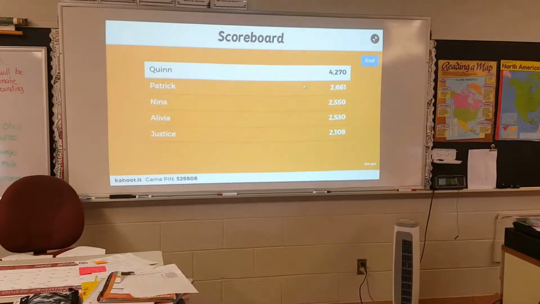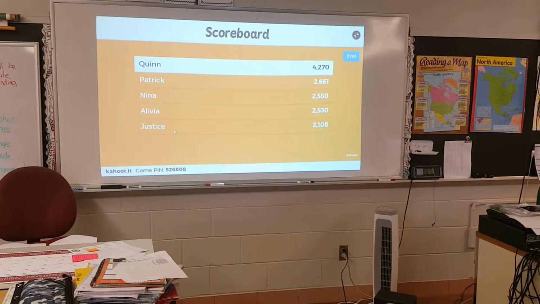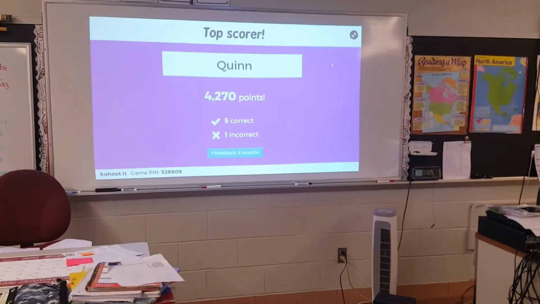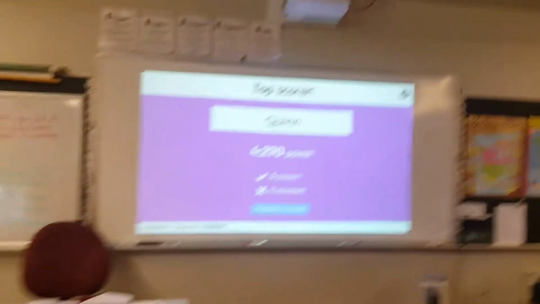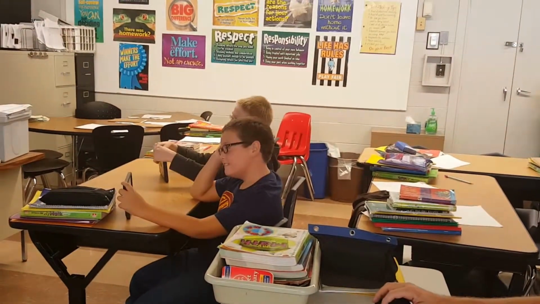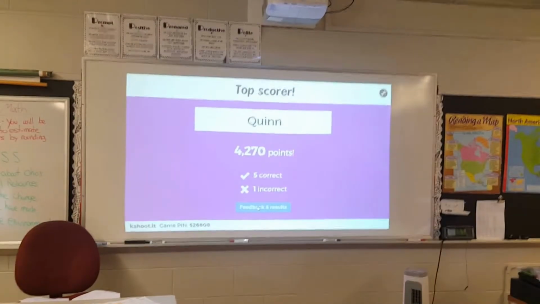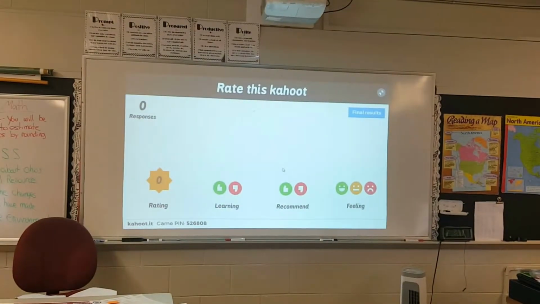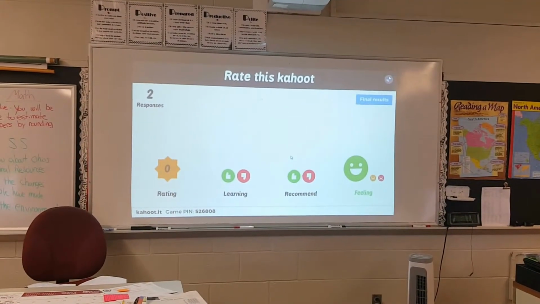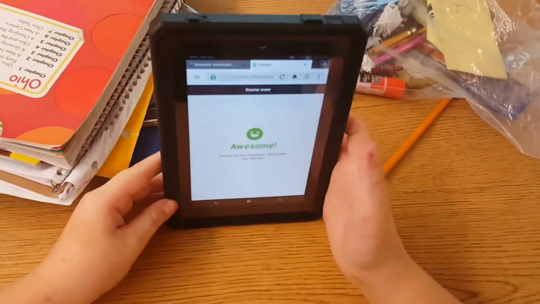Go to the next button, shows the final scoreboard there, and it shows who made it onto the scoreboard and their scores. At this point, you can hit end. It shows your top scorer, and Quinn shows how many Quinn got right, how many Quinn missed, and then obviously his overall point total. You can go ahead, if you would like, to hit feedback and results. This is where students kind of rate this Kahoot and how they feel about it. And you can see the results instantly show up.